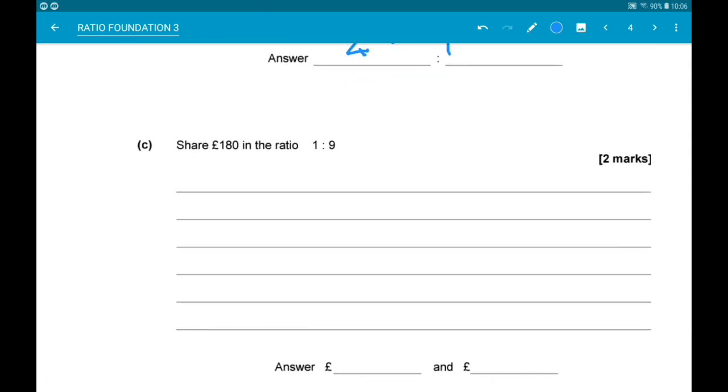Then for part C, we want to share £180 in the ratio 1 to 9. Okay, so what this means is we're sharing the money out £1 to someone, £9 to someone else. So the first thing we need to do is work out how much one lot of the ratio is worth. So £1 add £9 is £10. So every one lot of the ratio is £10.